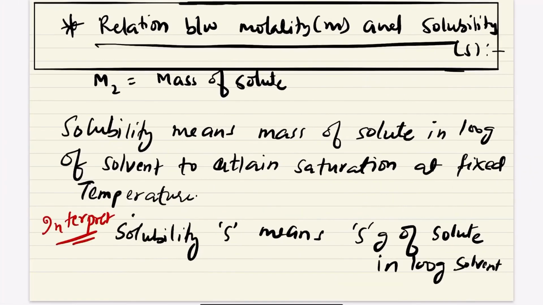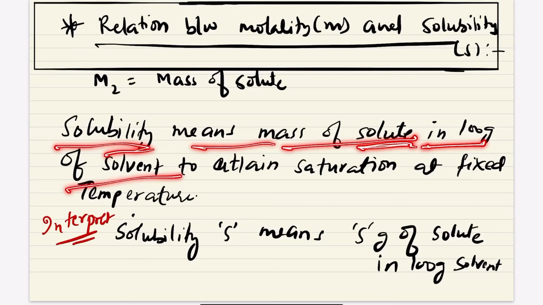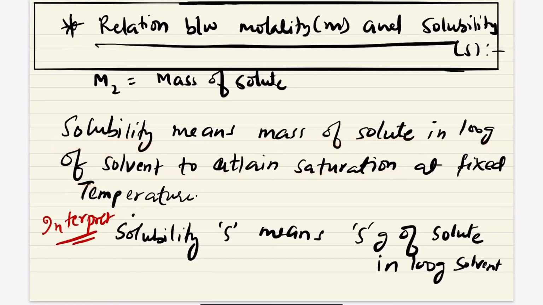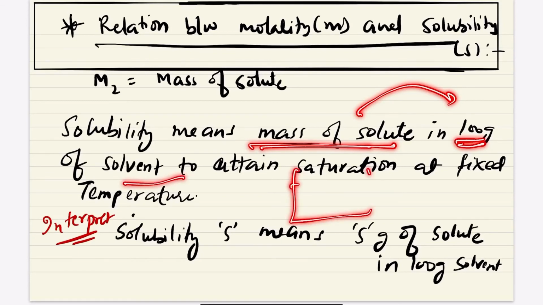Okay, so next relationship is between molality and solubility. Here let us say m2 is the mass of solute which is given to you. Now first of all, what is the meaning of solubility? Solubility means mass of solute in 100 gram of solvent to attain saturated solution. Okay, कि कितना solute लगता है to dissolve in 100 gram of solvent to attain the saturation state.